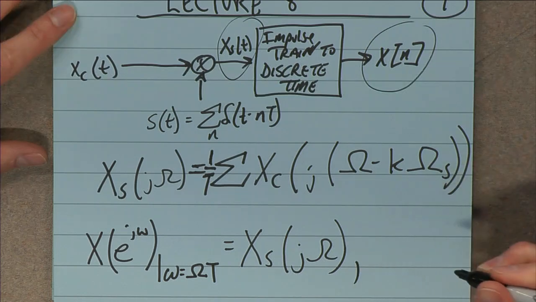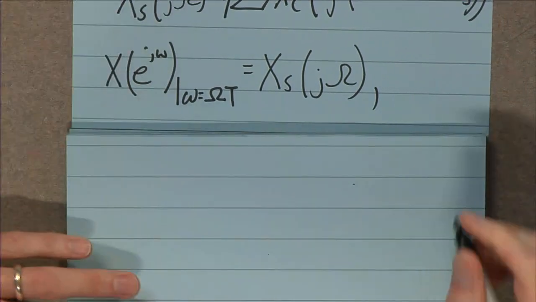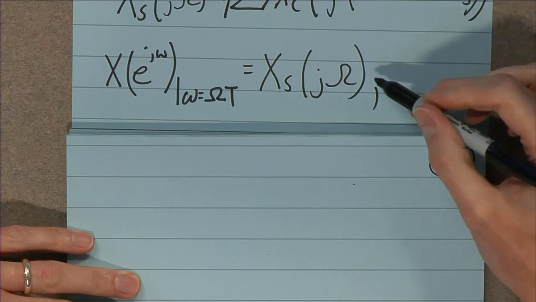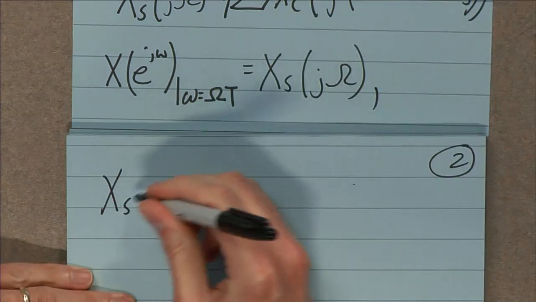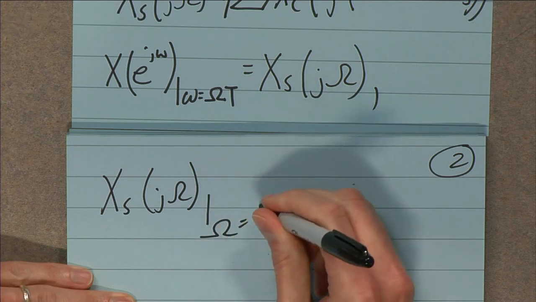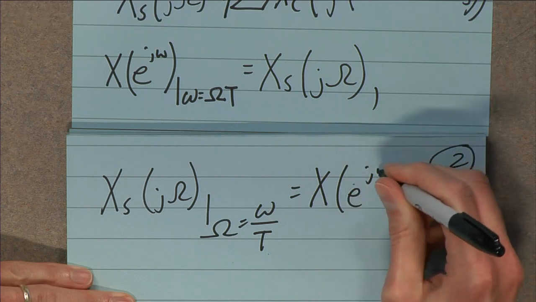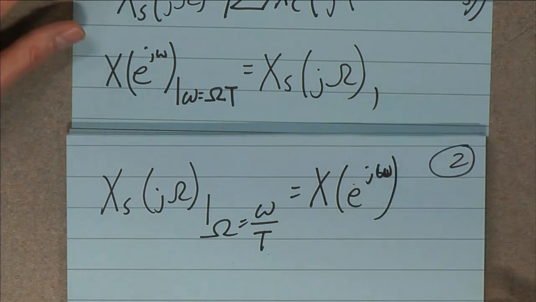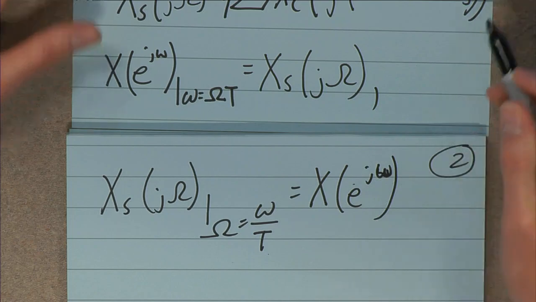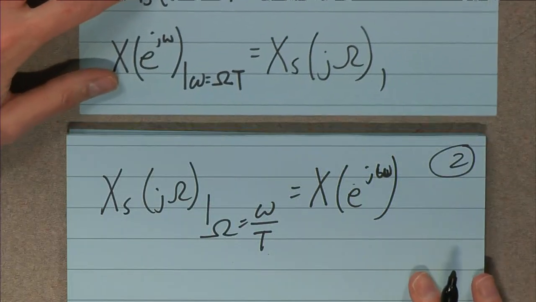Of course, we can also go backwards, and I'll do it on another sheet. We'll do that a little bit today. Given this, you can also go backwards, where we end up with this. So we can easily relate X(e^j omega), which is the discrete time spectrum, to this. So we can go back and forth.